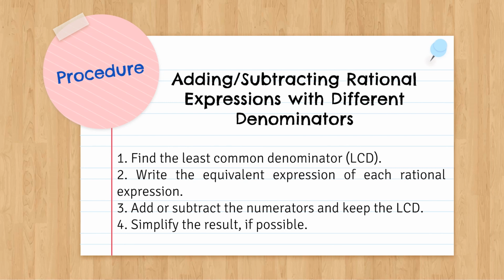First, we must find the least common denominator, or what we call the LCD. And then afterwards, write the equivalent expression of each rational expression. Third one is to add or subtract the numerators and keep that LCD. Simplify the result if possible.